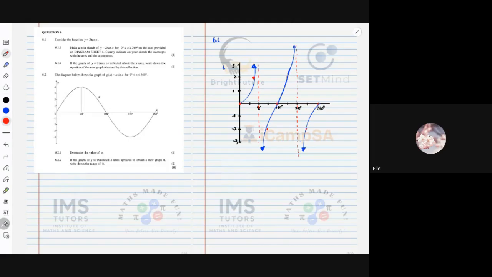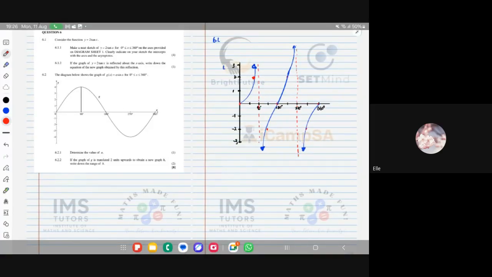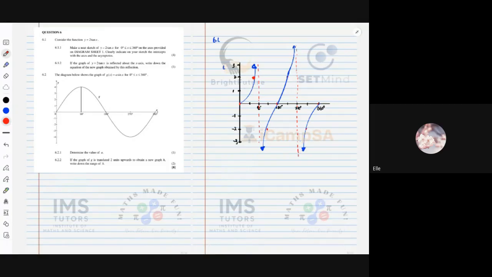Just mind the asymptotes: the graph will approach the asymptotes, but it will never touch them. The values at 90 degrees and 270 degrees are very important, so show them when you are drawing your graph. They allocate marks for that. And then your intercepts, where our graph cuts: at 180 and 360 that's 0. Those are intercepts. This is the x-axis, this is the y-axis. You would have your marks.